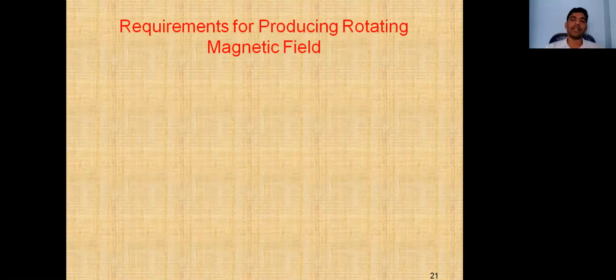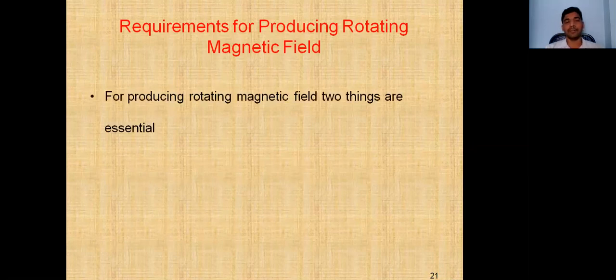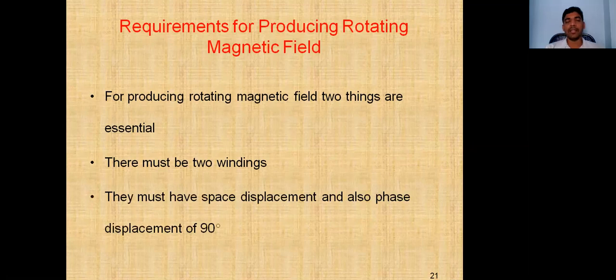Requirement for producing a rotating magnetic field. For producing a rotating magnetic field, two things are essential. There must be two windings. They must have space displacement and also phase displacement of 90 degrees.